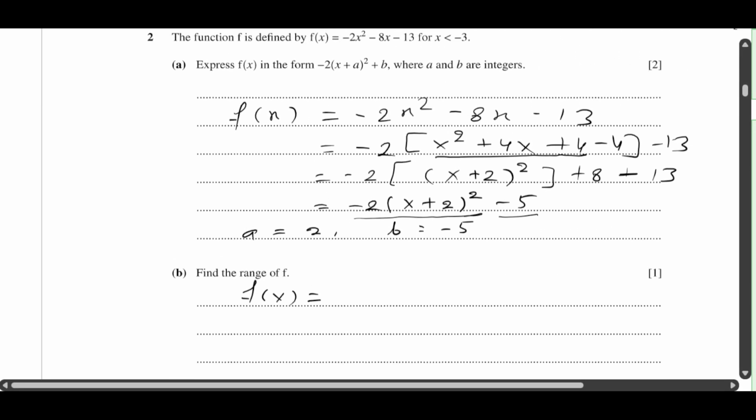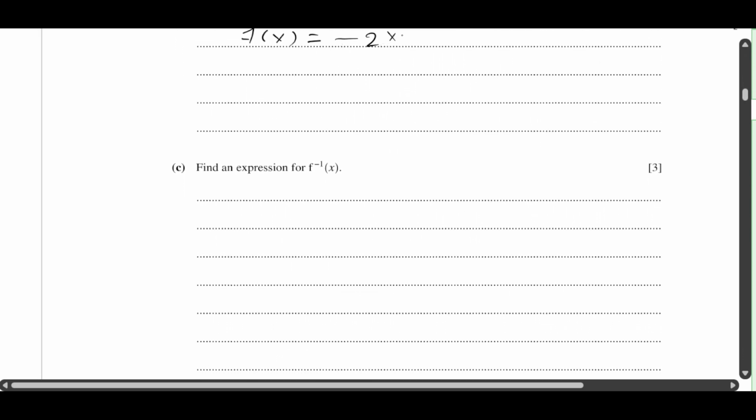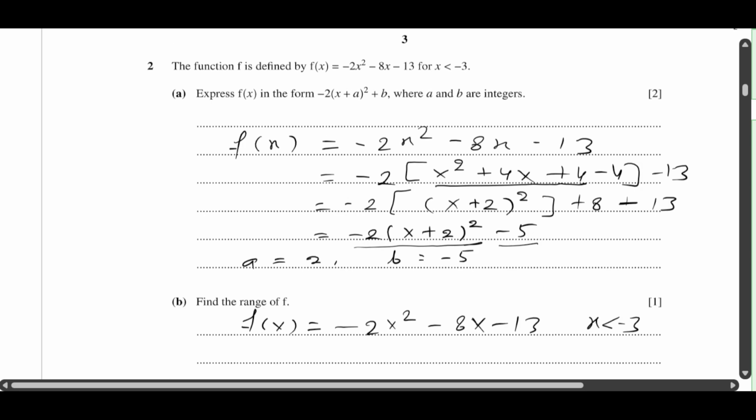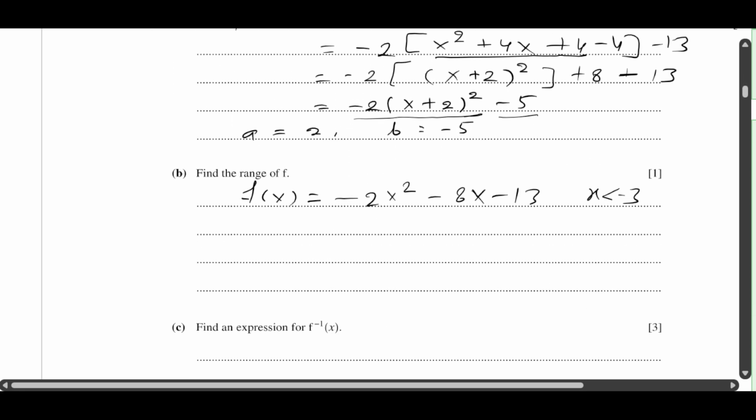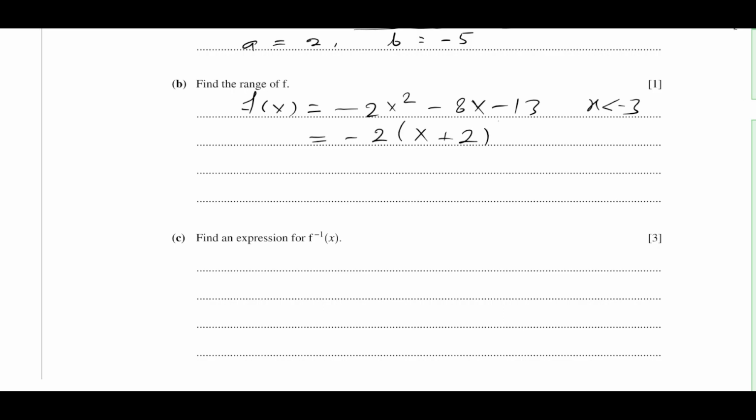The function f(x) is minus 2x squared minus 8x minus 13 for x less than minus 3, right? For x less than minus 3. And after simplification we got this as minus 2 times (x plus 2) the whole squared minus 5, and x is less than minus 3.